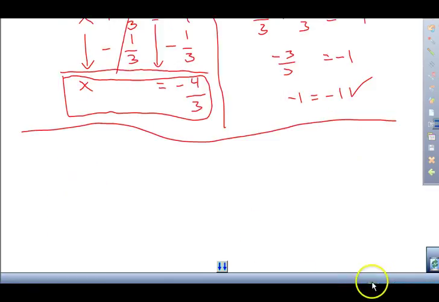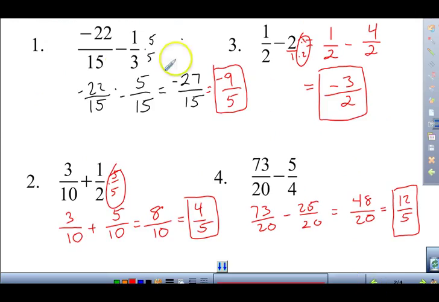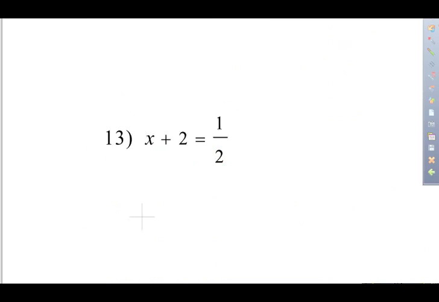Do you see any connection with some of these? 73 over 20 minus 5/4. Do you see anything with 73 over 20 on the homework? And a 5/4? Look at your paper. Yeah. Which number? Number 15. So I've given you kind of like the beginnings of a lot of it, just so we looked at the arithmetic. So use your notes.